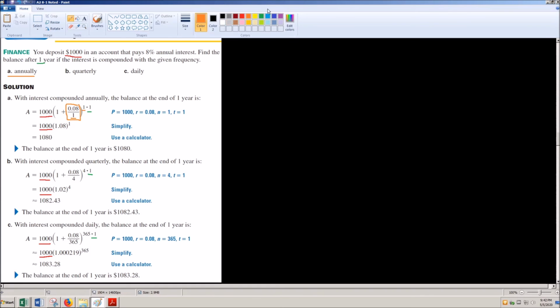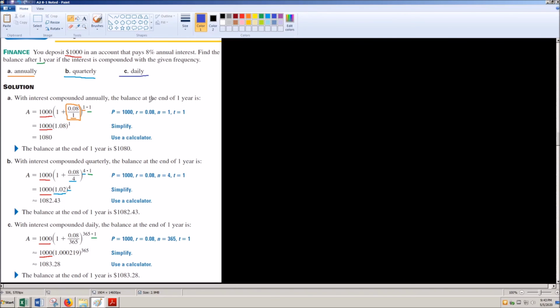If it compounded quarterly, looking at this one here, I'm going to take that 8% and I'm going to divide it by 4 within the parentheses before I add it to the 1. 0.08 divided by 4 is 0.02. 0.02 plus 1 gives me this 1.02 here. And now I'm raising it to the 4th. 4 times 1 is 4. So that's where this is coming from, and that's how I get this 1.02 here. Now I'm doing 1.02 to the 4th, which ends up being 1.0824 or whatever. And now I have that times 1,000. So that's going to give me $1,082.43.